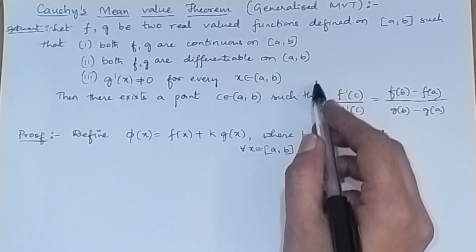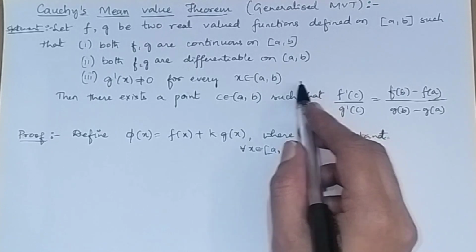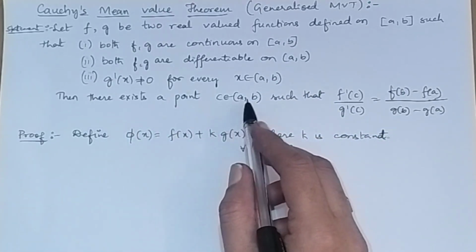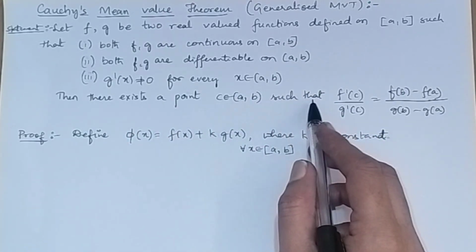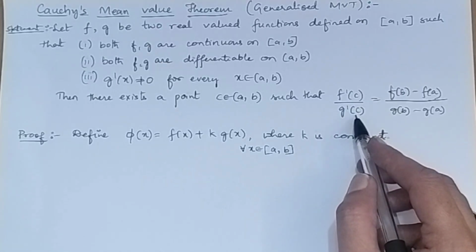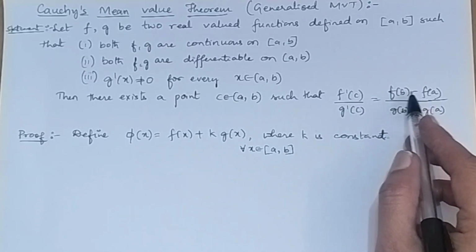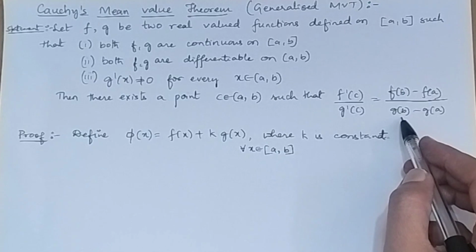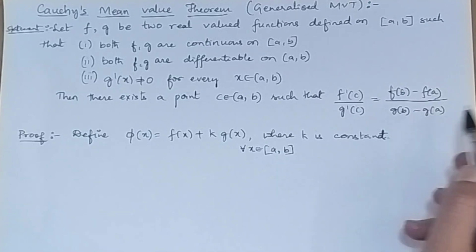If all these three conditions are satisfied, then there exists a point c in open interval (a, b) such that f'(c) / g'(c) equals (f(b) - f(a)) / (g(b) - g(a)).